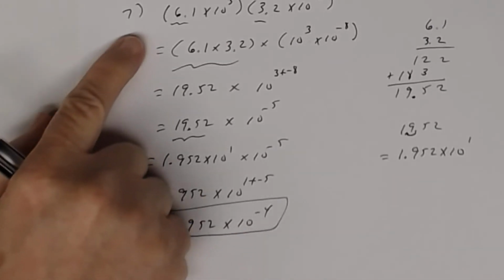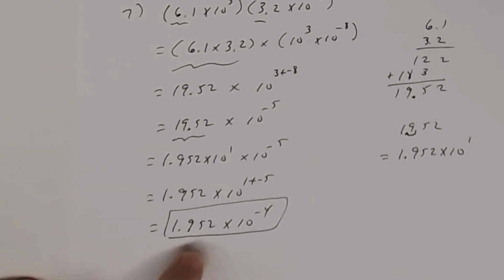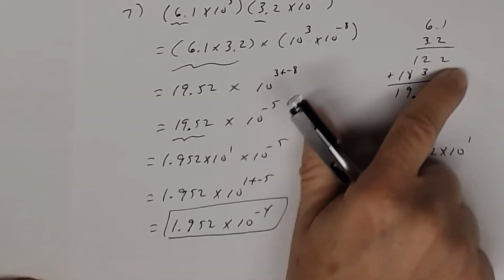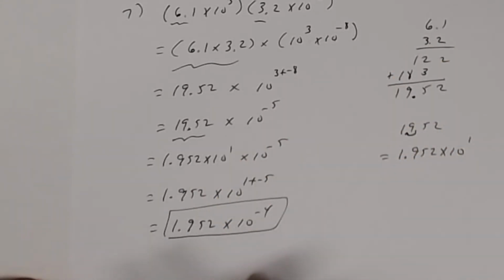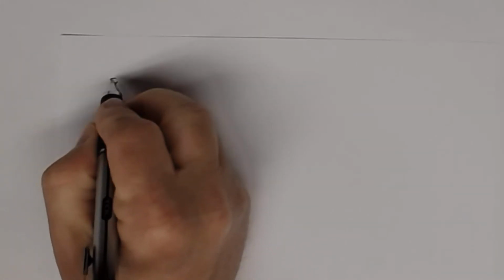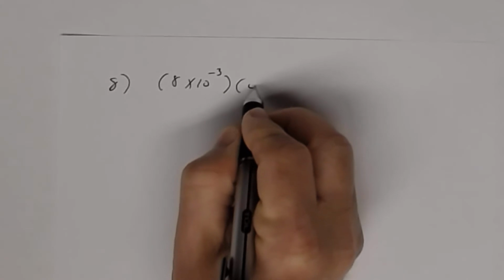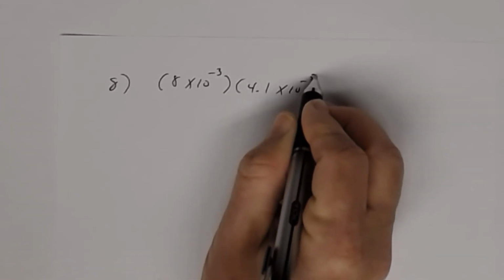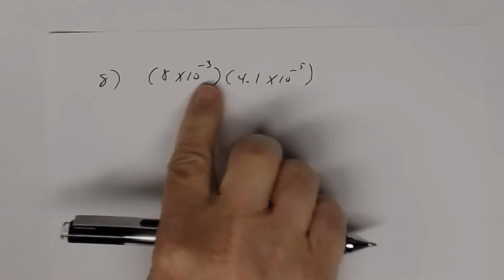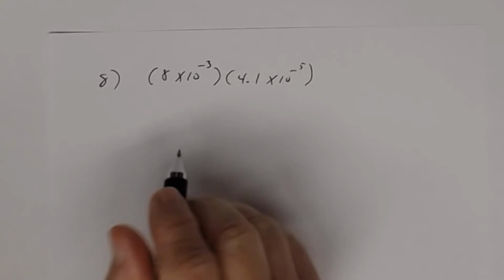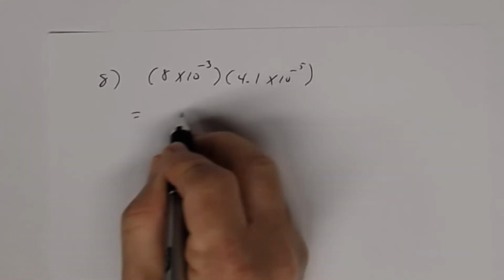All right, so notice all the work you had to do to get this answer in scientific notation. And notice we had to do some work here as well. So we had to multiply decimals. All right. Okay, number 8. So number 8 is this. In number 8, you have 8 times 10 to the negative third times 4.1 times 10 to the negative fifth. Just like we did, all this is multiplication, so I'm going to group the coefficients together and group the powers of 10 together. The order in which you multiply does not matter.